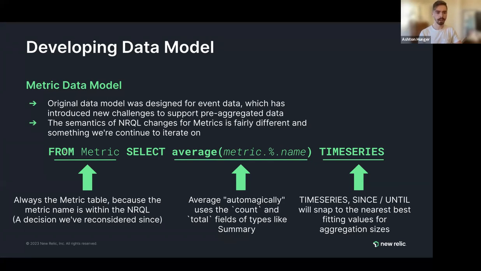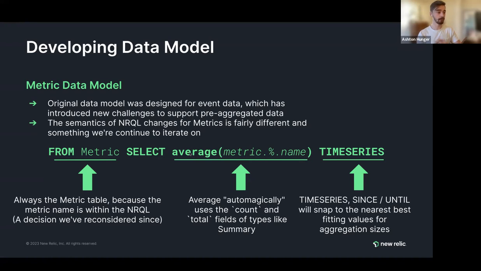So generally you're going to be querying FROM Metric when you're talking to metric data. That's because metrics behave a bit differently in that the metric name itself is its index, instead of being an event type column structure. So you almost always are going to be querying the metric table, and then the select is going to have metric names. In this case, we do allow wildcarding, so you can say, I want this group of metrics to be aggregated based on a pattern.